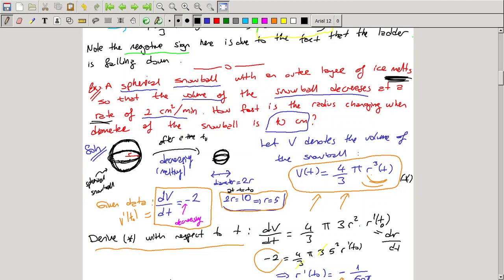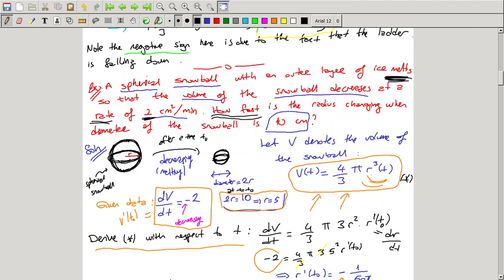But in that case, the volume of the snowball is decreasing, so v prime is given. So this is my v prime, but since it decreases, it must be -2. How fast is the radius? Again, whenever the question asks how fast, it asks for a derivative. How fast means it is asking the derivative, the related rate of the given radius, whenever the diameter of the snowball is 10. Okay, so let's go to the solution.